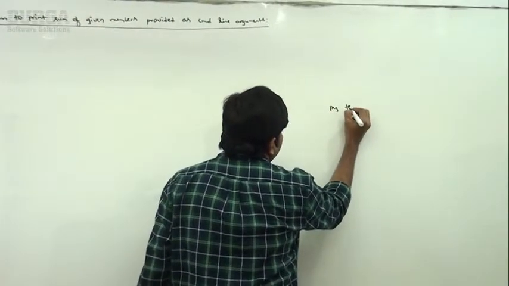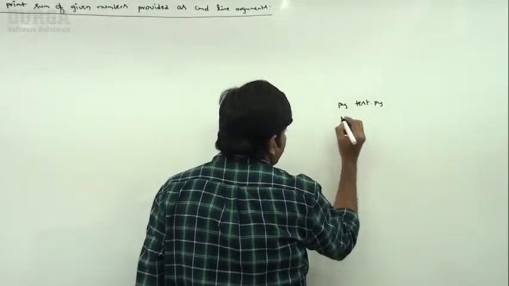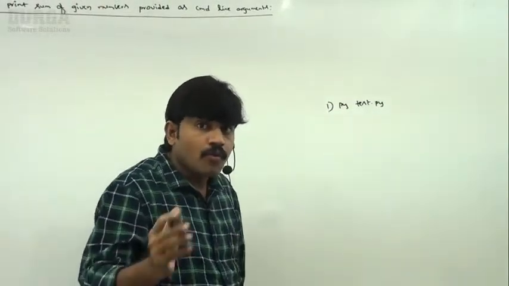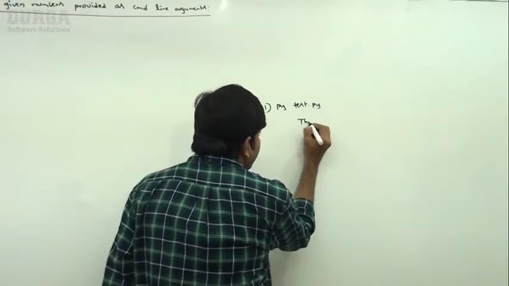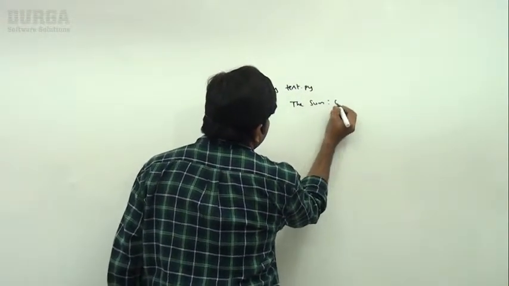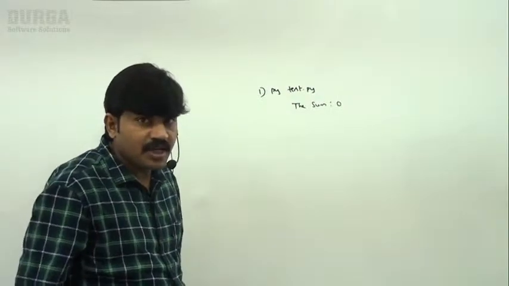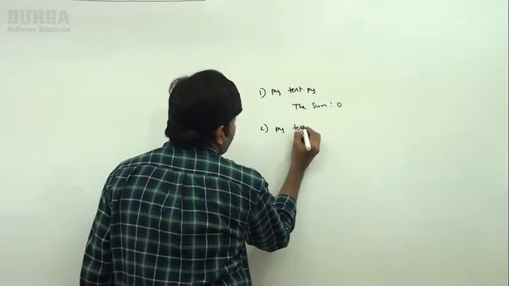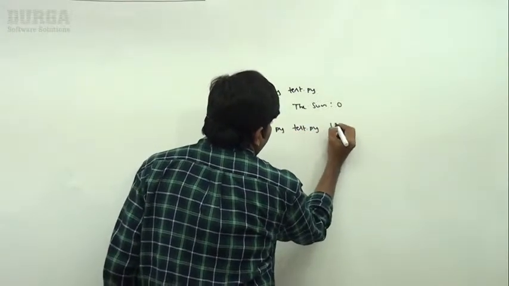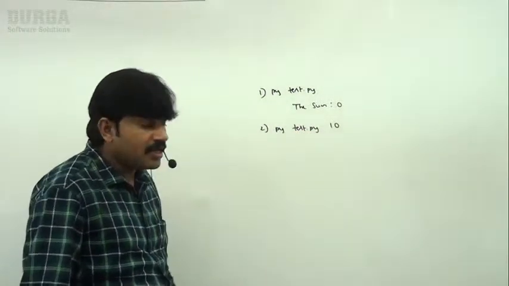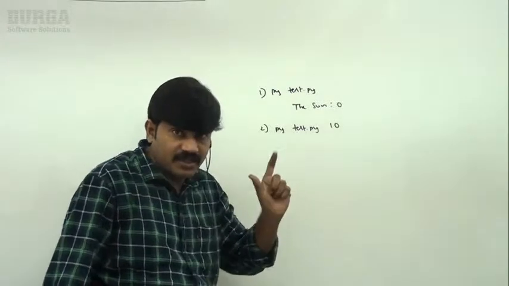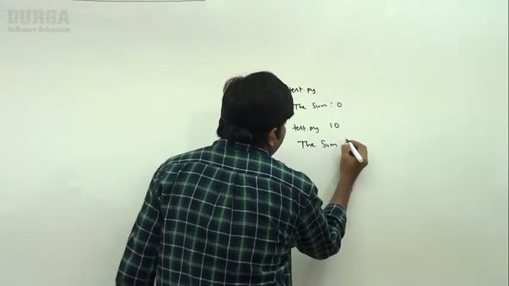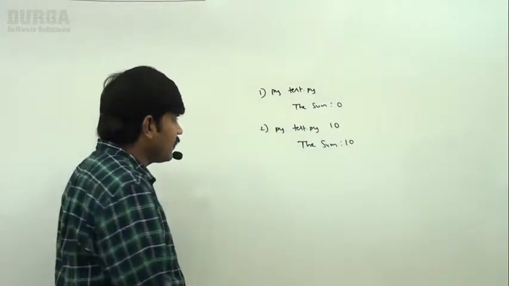Suppose py test.py, and I am not passing any command line argument. Then my expected output is the sum is 0, because you are not passing any argument, right? The sum is 0. Suppose py test.py and I am taking 10. Sir, how many command line arguments am I passing? Only 10, explicitly 10. Then what answer do I have to get? The sum is 10. Remember, the sum is 10.